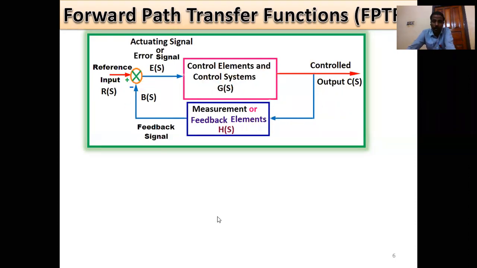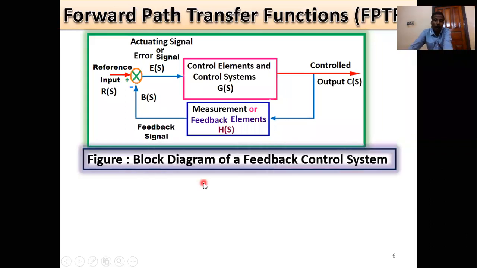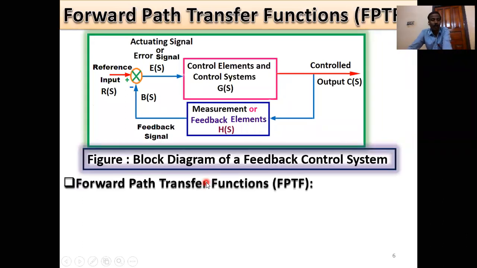This is the feedback path, and the feedback element or measurement equivalent is H of S, and this is the feedback signal. B of S is called the primary feedback signal, and these feedback signals may be positive or negative. So this is the block diagram of a feedback control system.